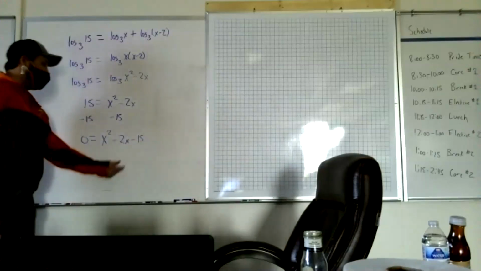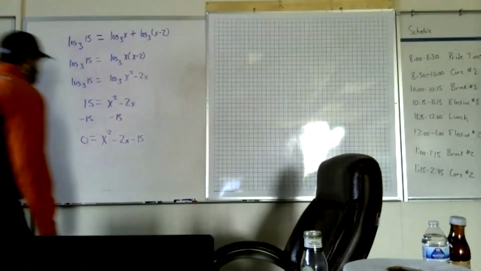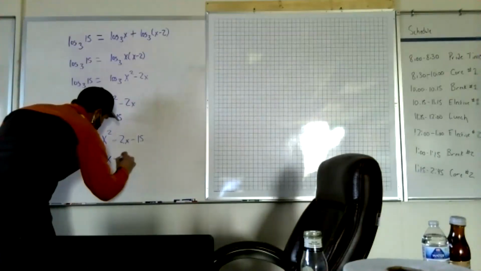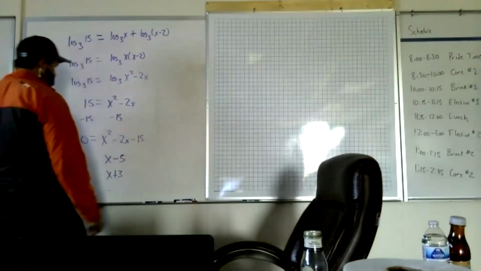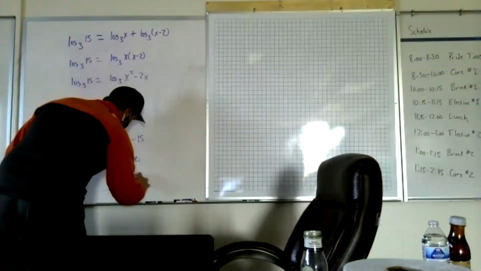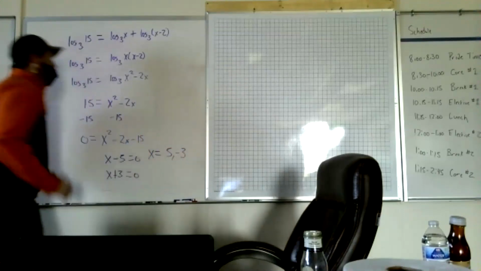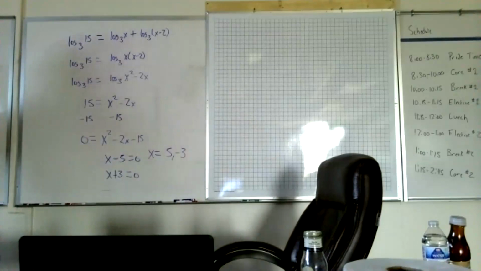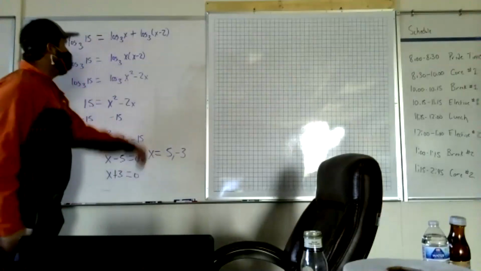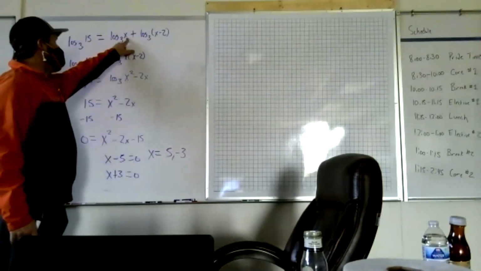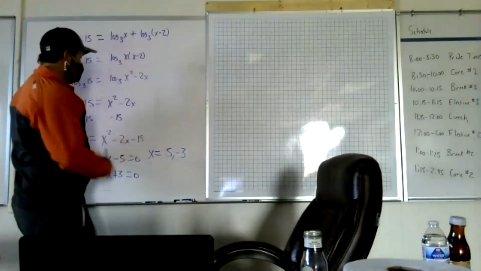Factor: two terms that multiply to be -15 and add up to be -2. That is x minus 5, x plus 3. Set those equal to 0 and solve. I get that x is equal to 5 and -3. Okay, here's the kicker. We have to check them. So if I plug 5 in, log base 3 of 5 plus log base 3 of 5 minus 2, which is 3. So 5 is good.